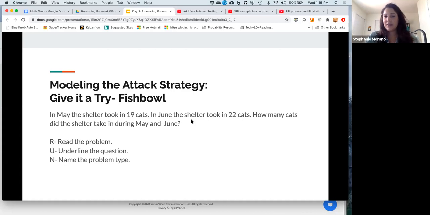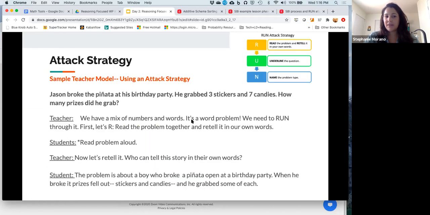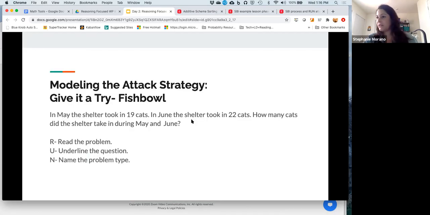So someone's going to volunteer to be the teacher, and you're basically going to work through the same process that I just modeled for you here. The other people in the group should act as the students, right? So we're just doing a little role play, a little practice with how we would model using the strategy to process the problem here on the screen about the shelter cats. Does anyone have any questions about the activity before I send you to breakout rooms?